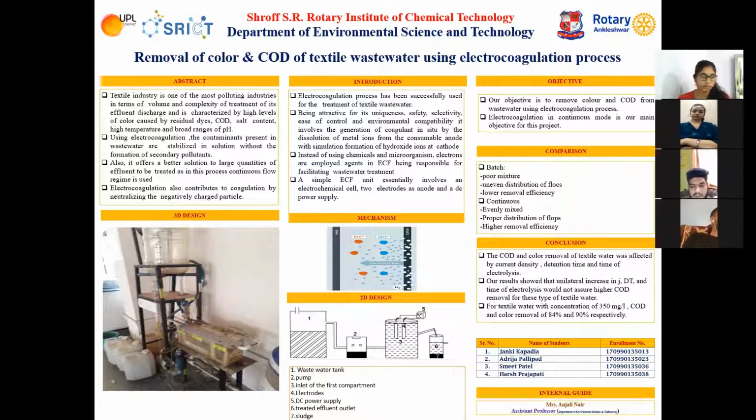Conclusion. The COD and color removal of textile wastewater was affected by current density, detention time, and time of electrolysis. Our results showed that a unilateral increase in J, detention time, and time of electrolysis would not assure higher COD removal for this type of textile wastewater. For textile wastewater with a concentration of 350 mg per liter, COD and color removal were 84% and 90% respectively. Thank you.